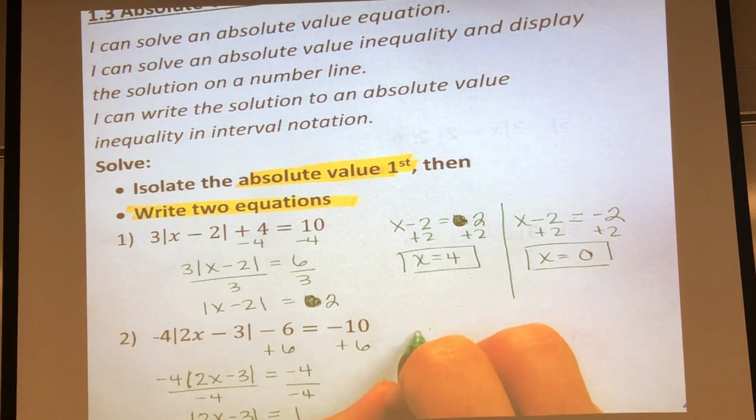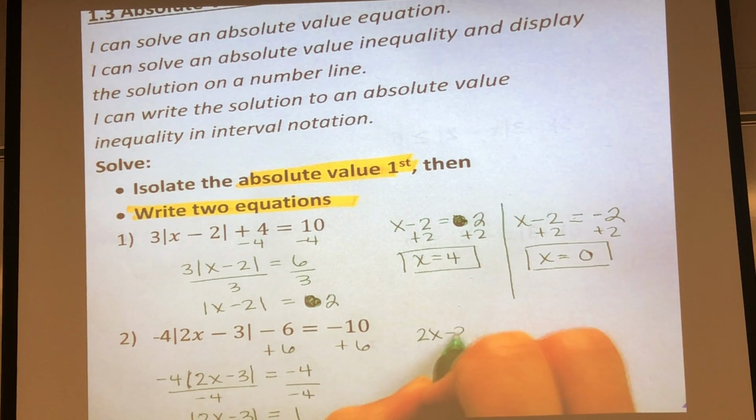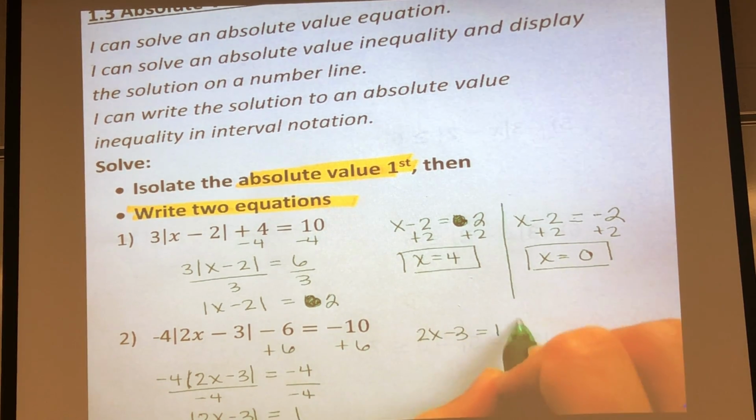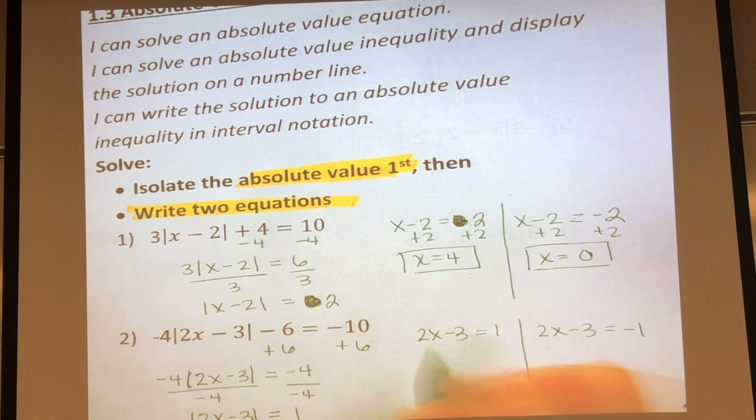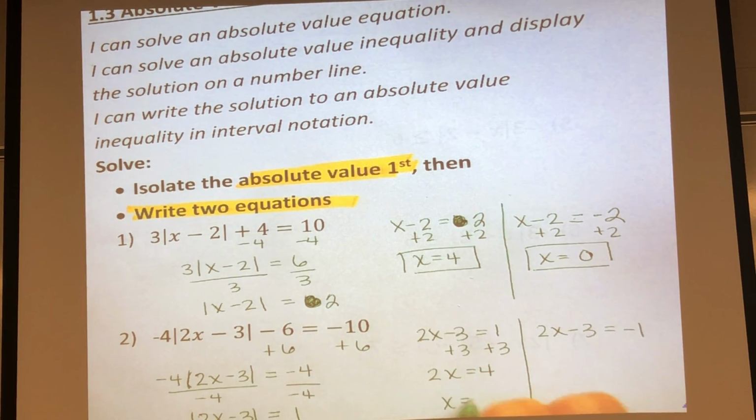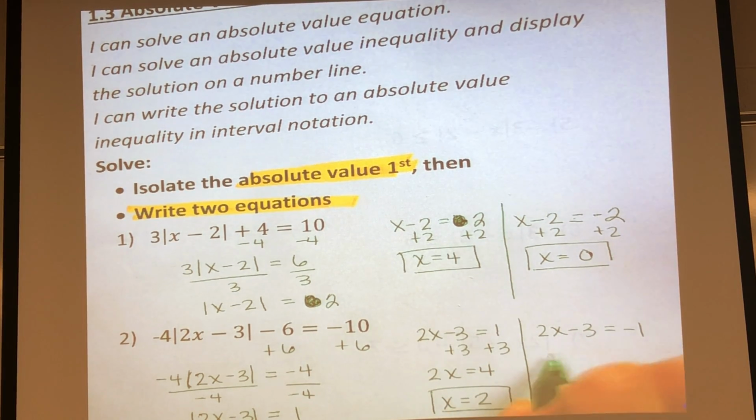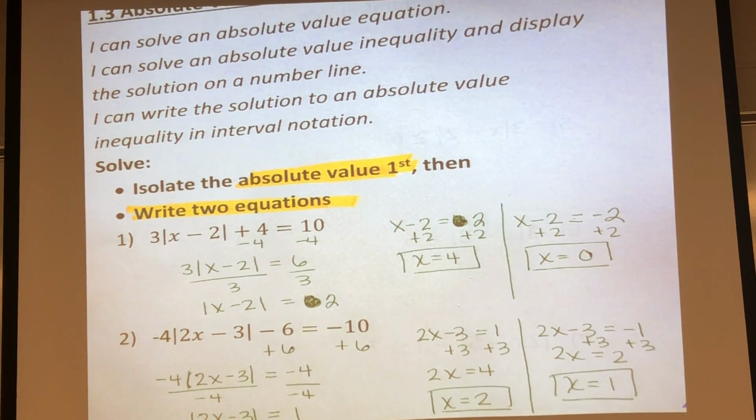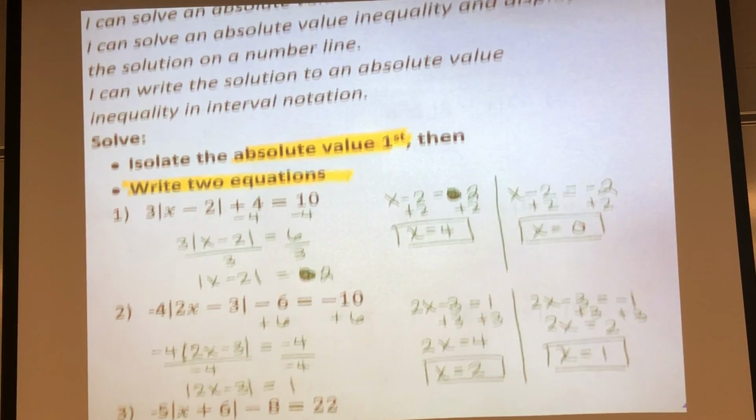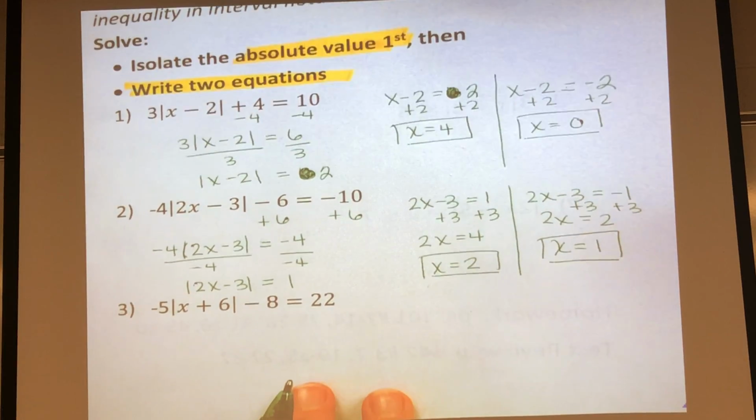Then I'm going to write my two equations. 2x minus 3 equals a positive 1, and 2x minus 3 equals a negative 1. Then I'll solve both of those. 2x equals 4, divide by 2, x equals 2. Still adding 3, 2x equals 2, divide by 2, x equals 1. So we have 2 and 1 as our two answers.